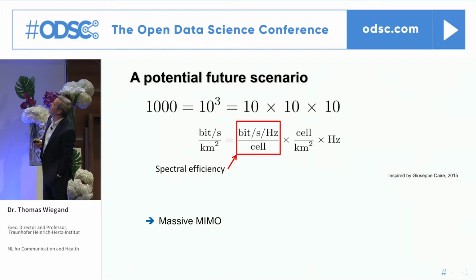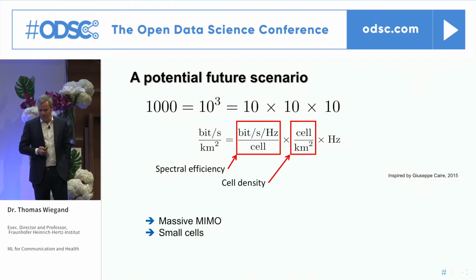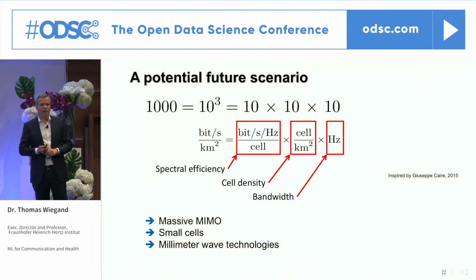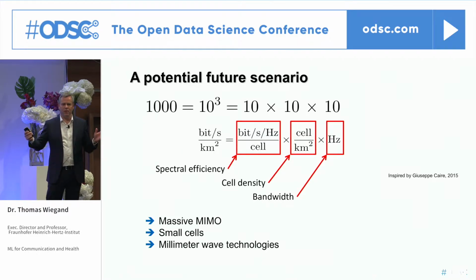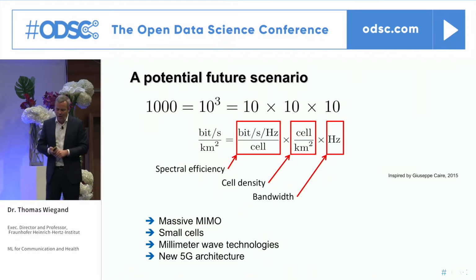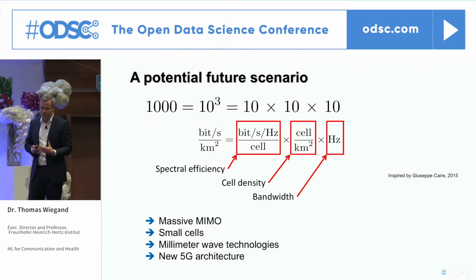Spectral efficiency is the first factor, so we can actually beef up spectral efficiency using massive MIMO technology. We can then use small cells. That, in fact, means we can use every light post, every traffic light will become a base station in 5G. And we can also use more bandwidth. We would then, however, have to go to higher frequencies. And this leads to a new 5G architecture. So how may this look?